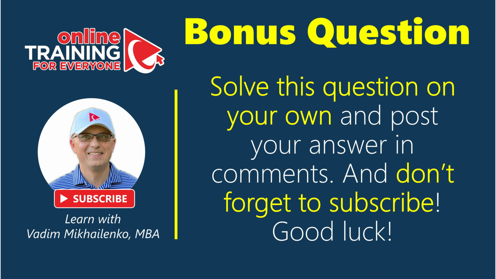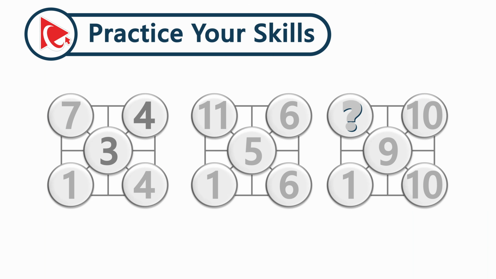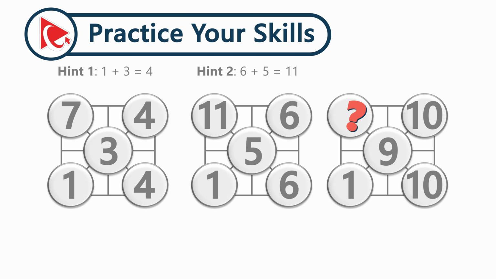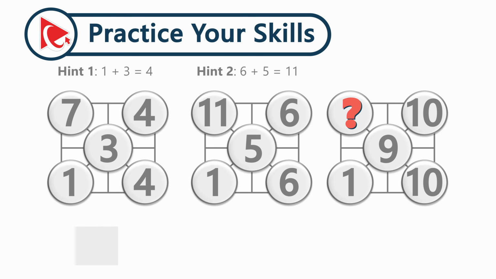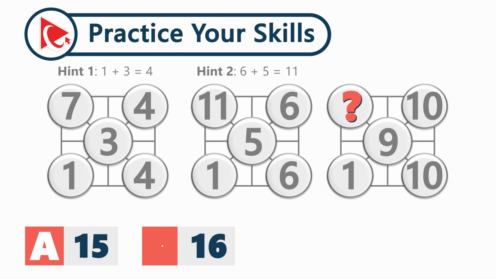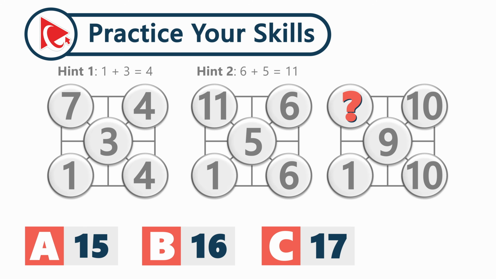The first shape has number 3 in the middle and numbers 4, 4, 1, and 7 on the outside. The second shape has number 5 in the middle and then numbers 6, 6, 1, and 11 on the outside. And then the third shape has number 9 in the middle and then numbers 10, 10, 1 on the outside. And then comes the missing number, which you need to calculate and select out of 4 possible choices. Choice A, 15, choice B, 16, choice C, 17, and last but not least, choice D, 19.